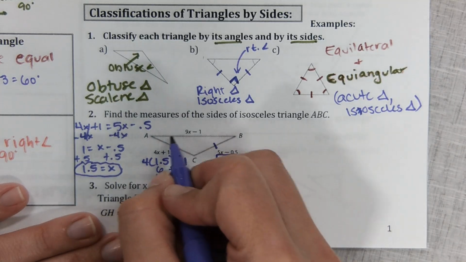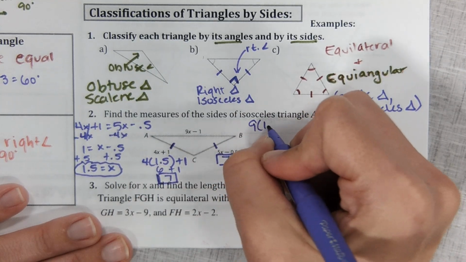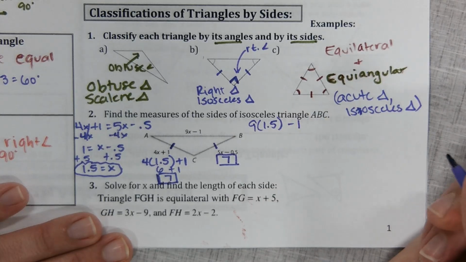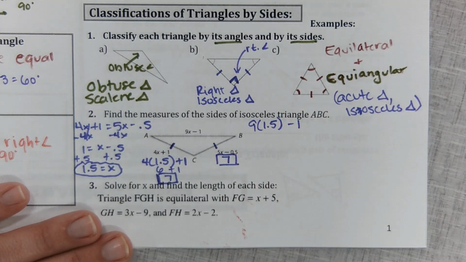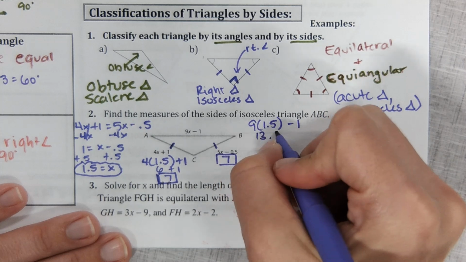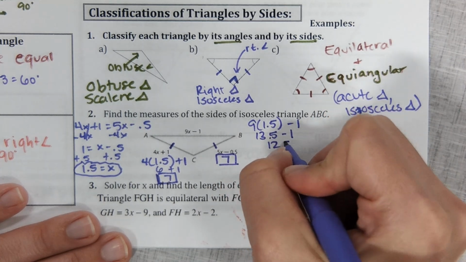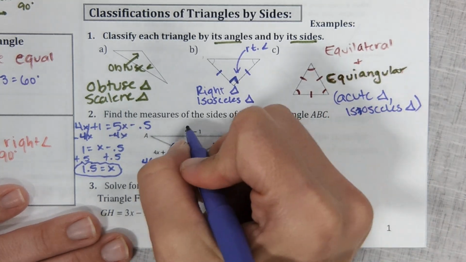And then for AB right here, 9 times 1.5 minus 1. 9 times 1.5 is 13.5. Minus 1 is 12.5. So that is this length here.